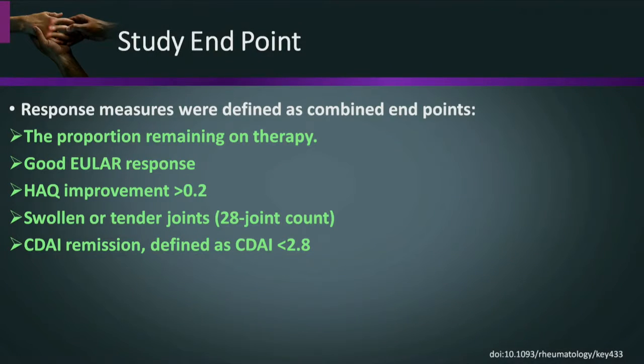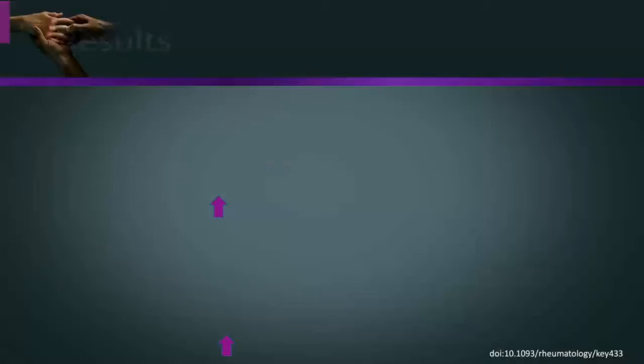Now this is, as we say, the study endpoints. The response was measured by using the good EULAR response, the HAQ improvement more than 0.2, swollen or tender joints, and the CDAI to be less than 2.8. As all you know, this is the remission cut point. So now this is the demographics, which is not important to us.